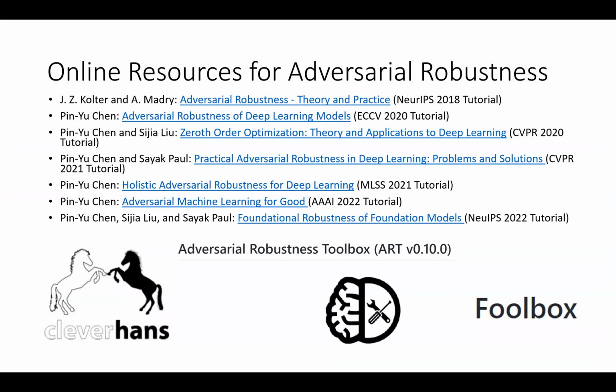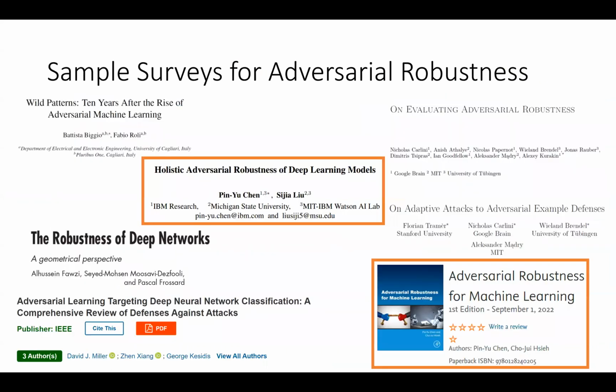If you are interested in knowing more about this topic, please check out the online tutorials and some open source libraries that are available for you to evaluate and improve the robustness of your own model. We also listed some sample survey papers, including the paper that we presented at AAAI 2023, and a book that I recently published with Professor Cho-Jui Hsieh at UCLA.